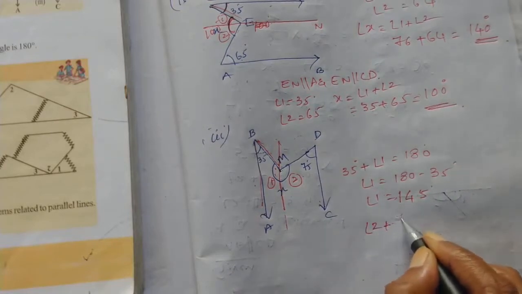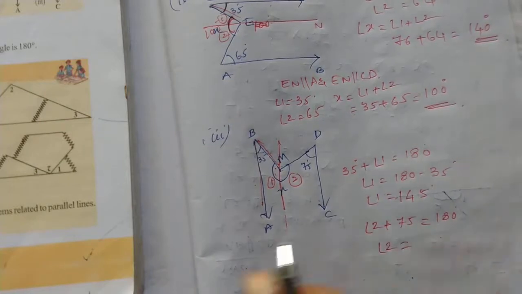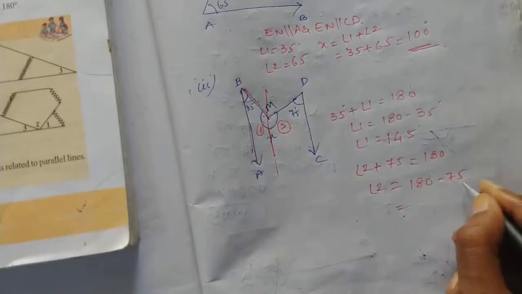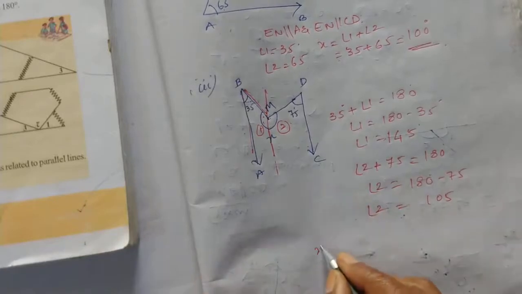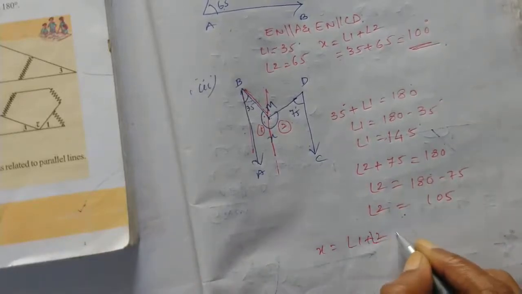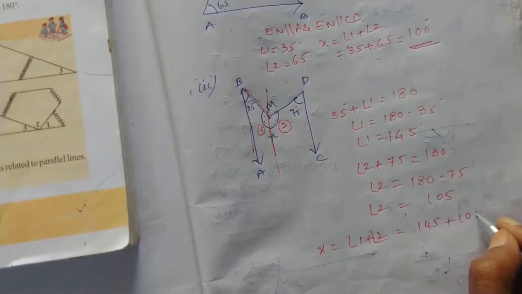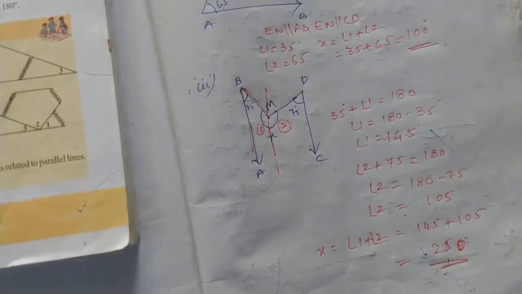Next, angle 2. Angle 2 plus 75 degrees is equal to 180 degrees. Angle 2 is equal to 180 minus 75, which is 105 degrees. So x is equal to angle 1 plus angle 2. So 145 plus 105 degrees is 250 degrees. 250 degrees is nothing but a reflex angle.